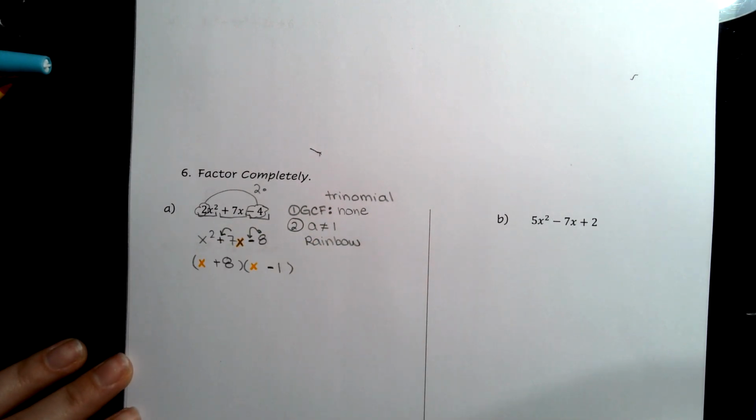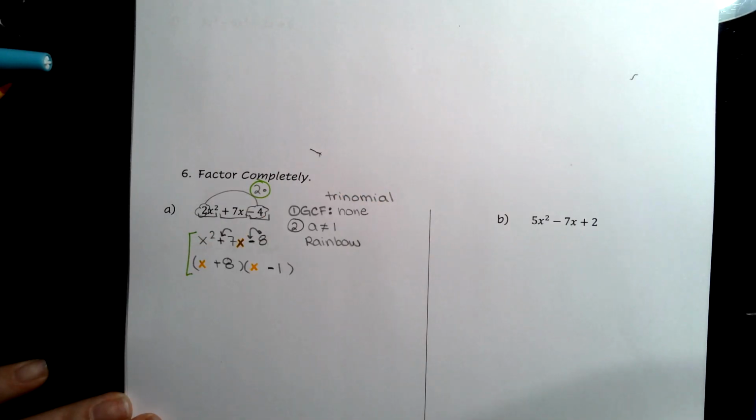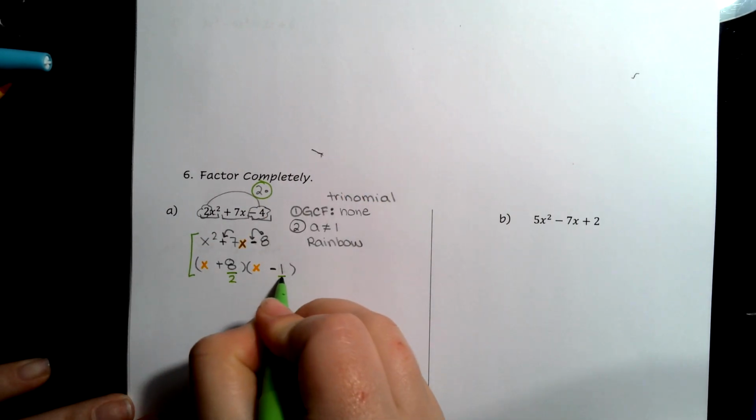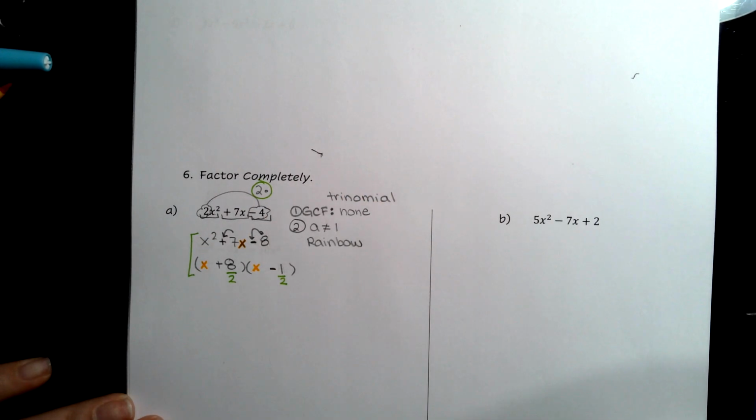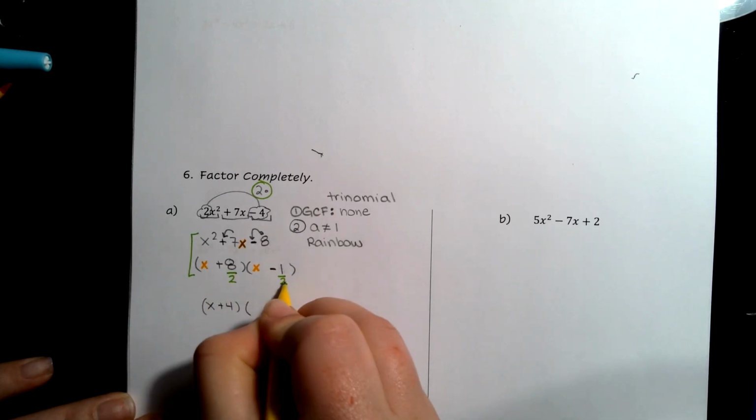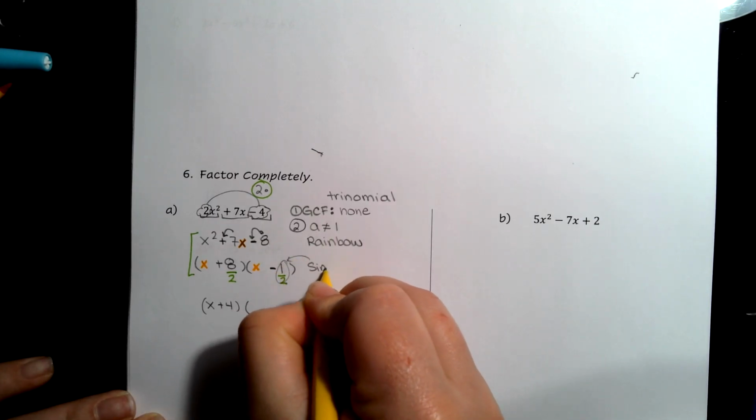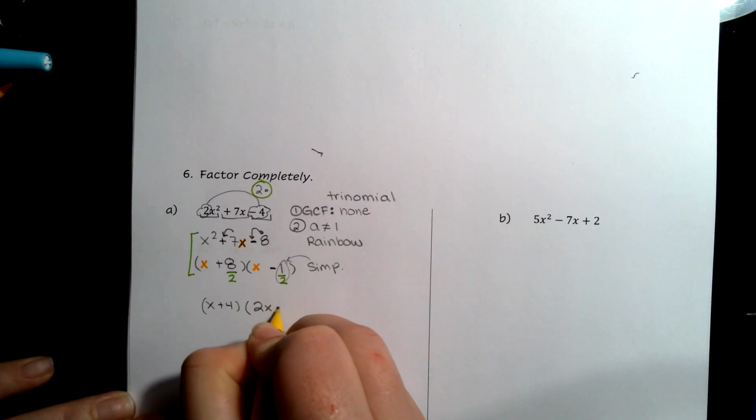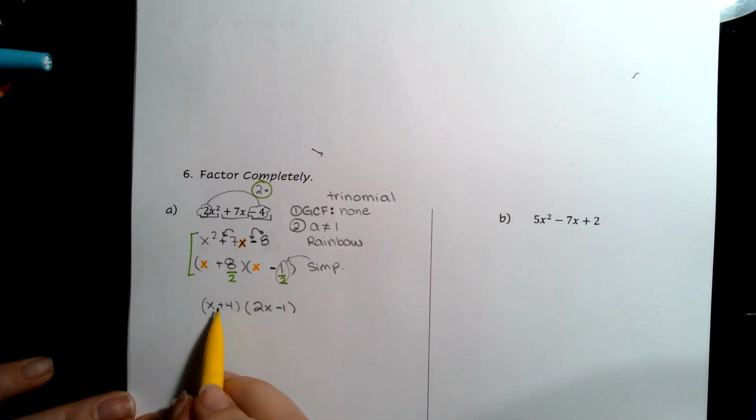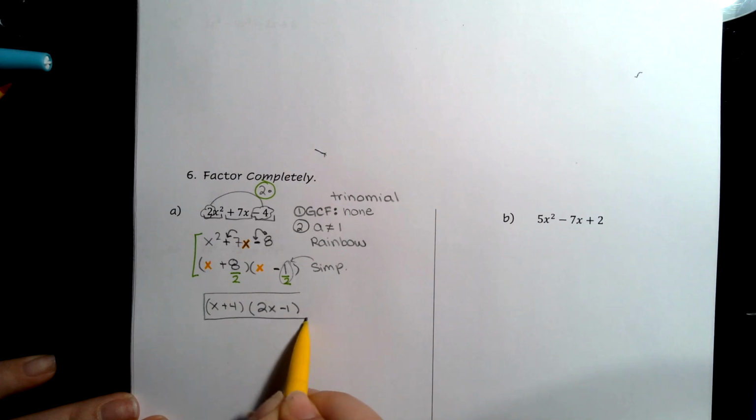Now again, this doesn't exist. We do need to undo this multiplying of 2 that we did. So we're going to divide by 2, divide by 2. So x plus 4. Bring up the 2 after you simplify. So this needs to be simplified if you can. 2x minus 1. This is linear. This is linear. That's how you know you're done.